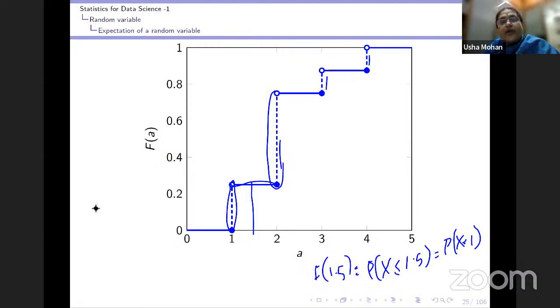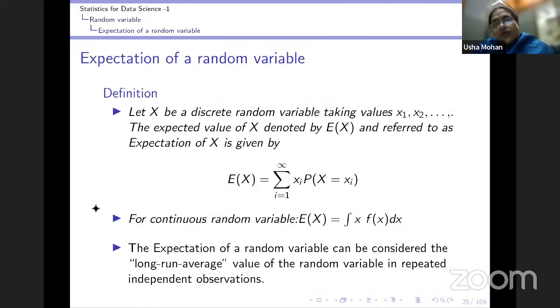Yes, ma'am. Similarly, there are points of discontinuity here. So this function is not a continuous function. Is it clear? This would follow a step function. It is non-decreasing, it is increasing, but it's a step function. This is for a discrete random variable, whereas we'll look at a continuous random variable in some time. Okay, but this is clear. For a discrete random variable, it is this way.